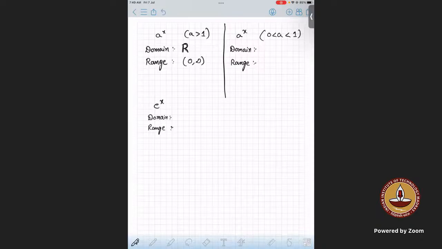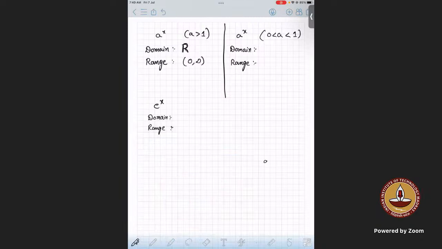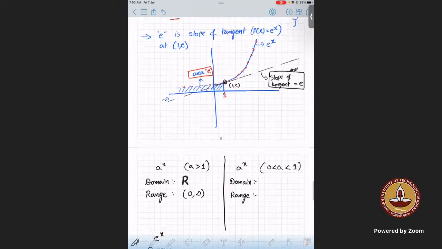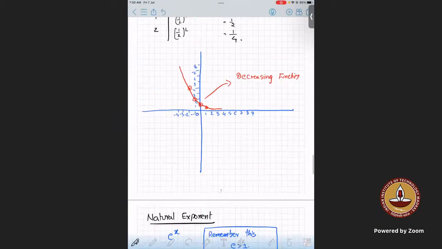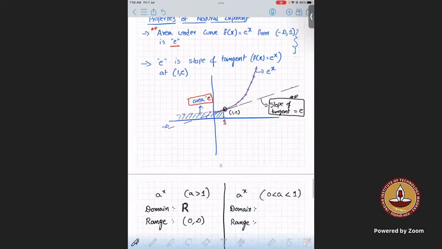Why is the range 0 to infinity, sir? Look, what is the value of a power 0? 1. Whatever x value you select, the function value can't be 0. You can see this in the graph. Does the graph touch the x-axis anywhere? Any exponential graph won't touch the x-axis.